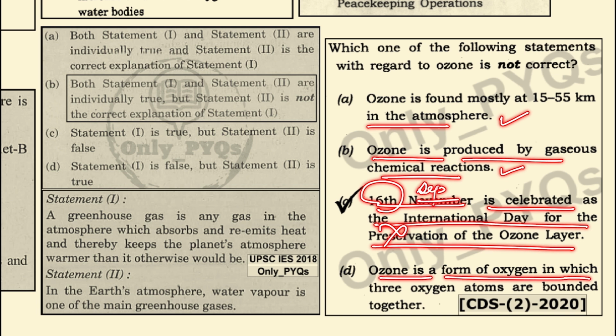Ozone is a form of oxygen in which 3 oxygen atoms are bonded together. This is also correct.